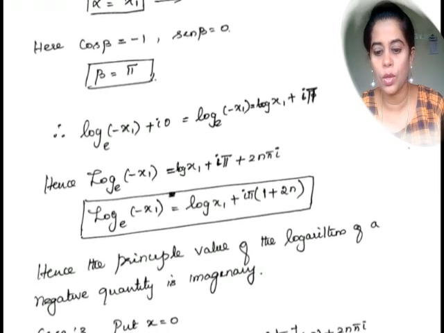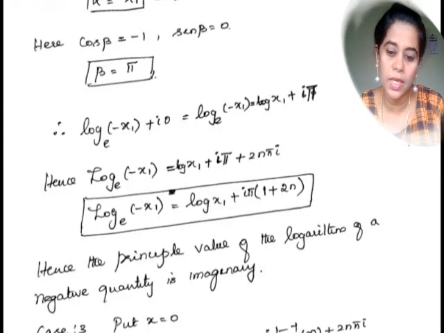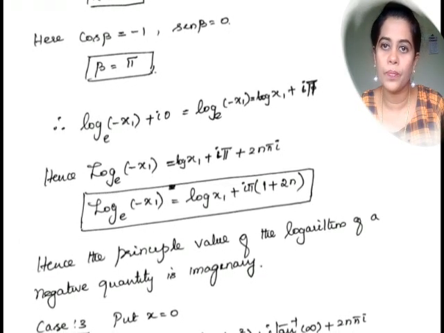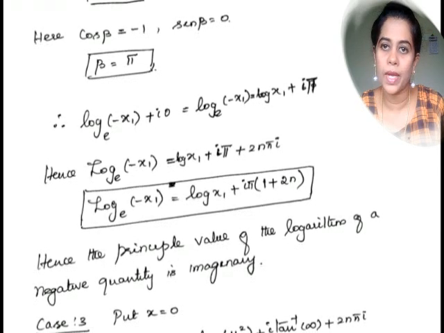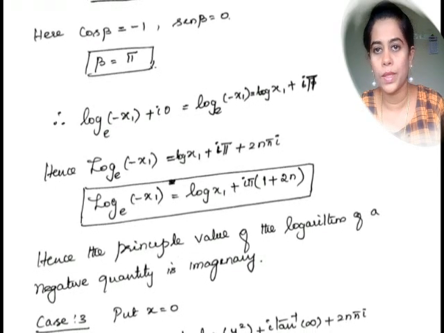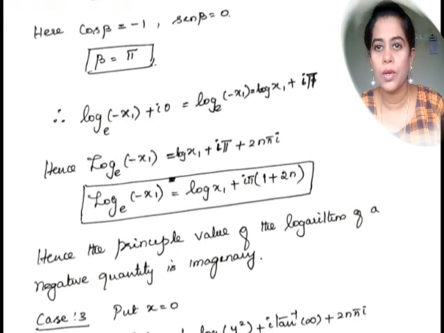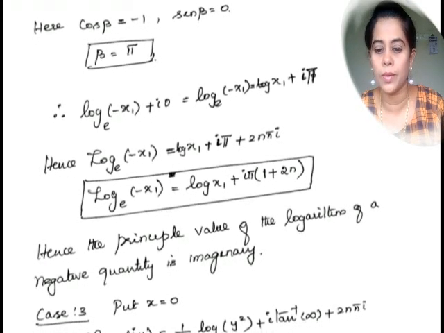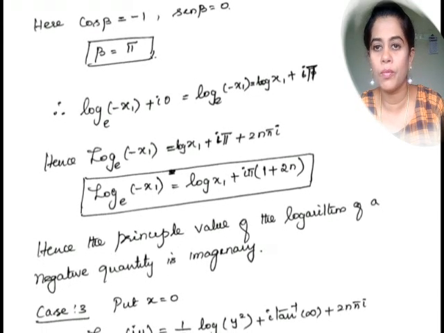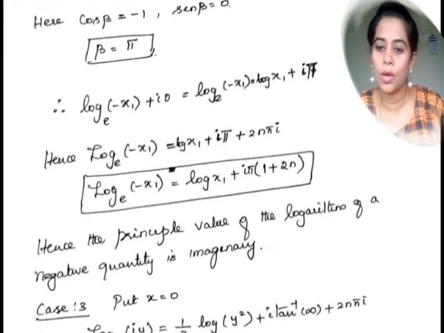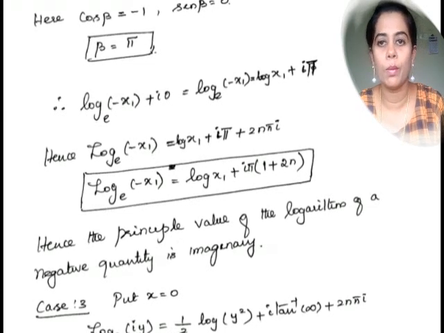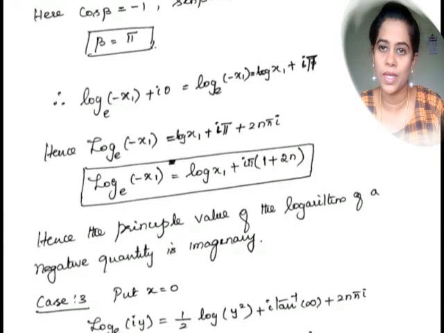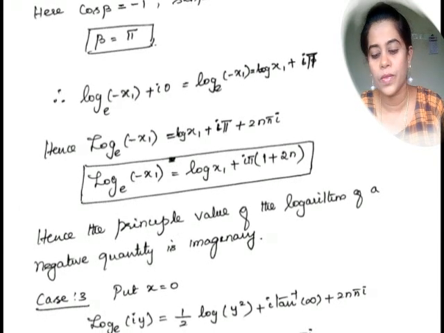From that I can write log of minus x1 to the base e equal to log x1 plus, taking the common term, I pi into 1 plus 2n. So this is the case when x is a negative value and y is equal to 0. So the resultant will be log of minus x1 to the base e equal to log x1 plus I pi of 1 plus 2n. Hence the principal value of the logarithm of a negative quantity is imaginary here. That will be very clear.